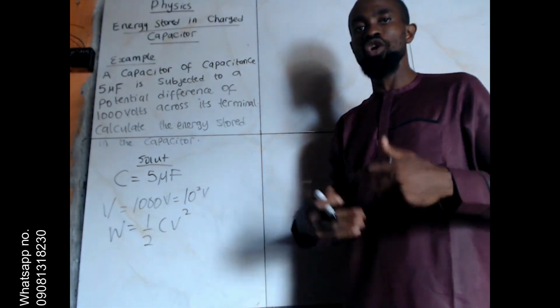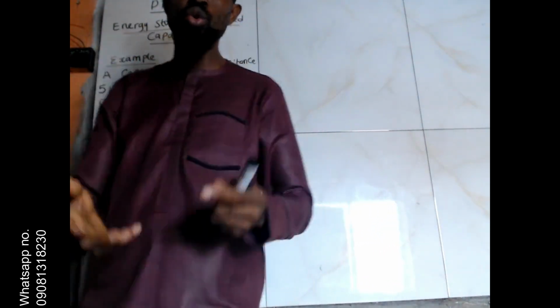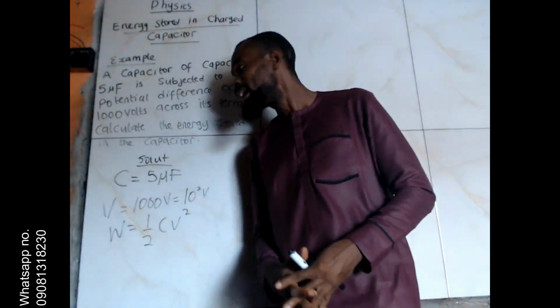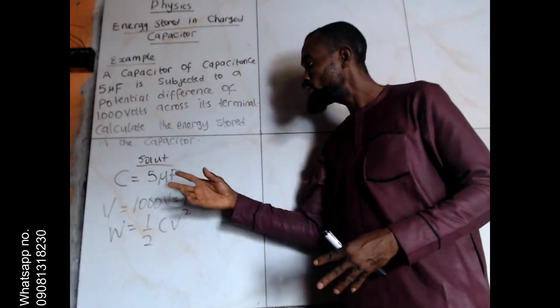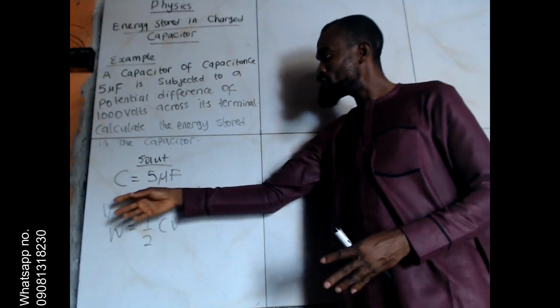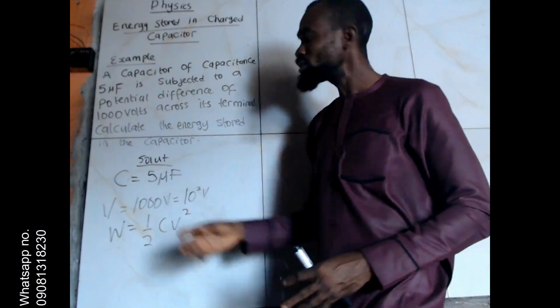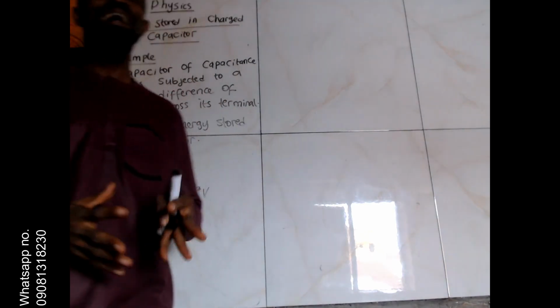RCV squared. The other two formulas can still be used at other times based on the variables or the parameters given. Before we go ahead to plug in our value, note our potential difference is in the SI unit volt, but the capacitance of this capacitor is not in the SI unit. So let's quickly put it in the SI unit form so that it will align.